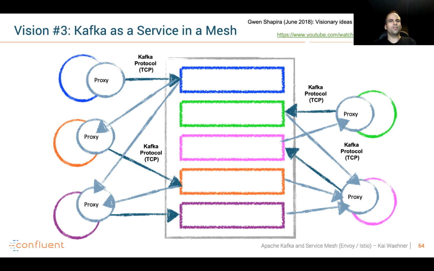Today, most of these proxy and control plane technologies do not support the Kafka protocol directly. But this is, of course, also perfect. If you have a Kafka broker deployed and can use Kafka as a service mesh and directly send data from the proxies there in Kafka protocol via TCP.